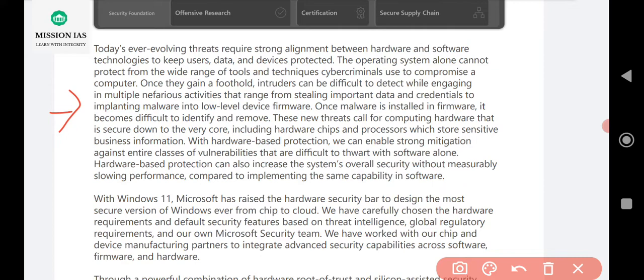So these new threats call for computing hardware that is secure down to the very core, including hardware chips and processors which store sensitive business information. With hardware-based protection we can enable strong mitigation against entire classes of vulnerability that are difficult to thwart with software alone. Hardware-based protection can also increase the system's overall security without measurably slowing performance, compared to implementing the same capabilities in software.